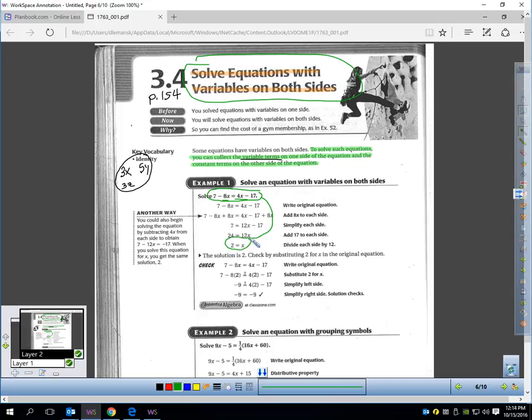So you could get one solution for your answer. It's possible to get no solution, or you could get identity. You have to do the work to figure that out.